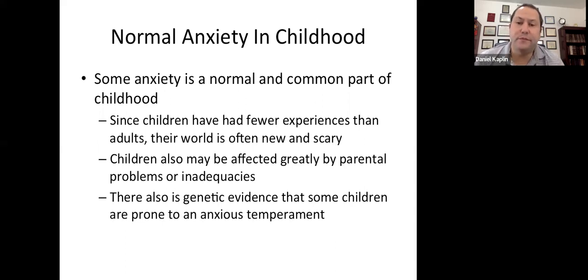We also know that when parents have their own anxieties or problems or inadequacies, that can be superimposed on a child, and that child will have to reconcile the feelings that they're absorbing, which is called introjection from a psychoanalytic point of view. They're absorbing the experience of the world around them. And we know that some children are more prone to an anxious temperament than others. So we'll get into that.